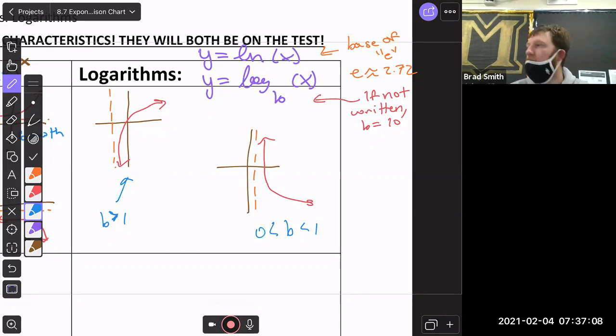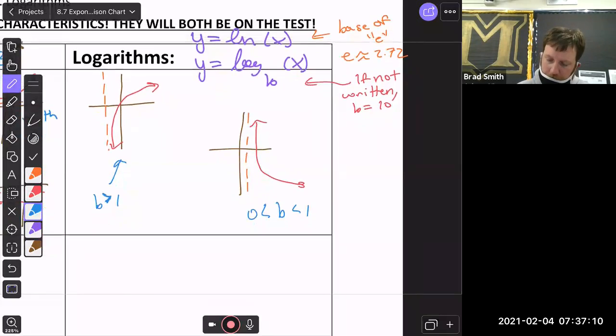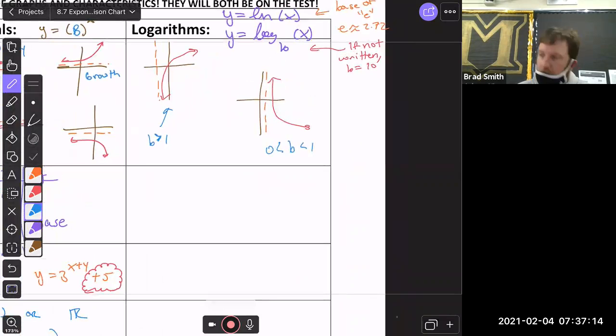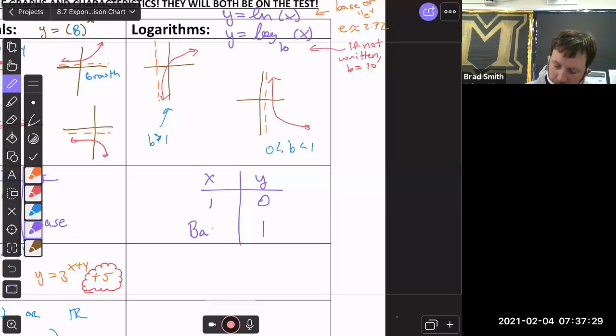All right. Slide it up a little bit. You should have gotten the written part down, so you should be good. Okay, the next one is my x and y chart. Remember, they are inverses of each other, so my x's and y's flip. So my x's now become my y's, so my y's are 0 and 1, and my x's are 1 and my base, so b for base.